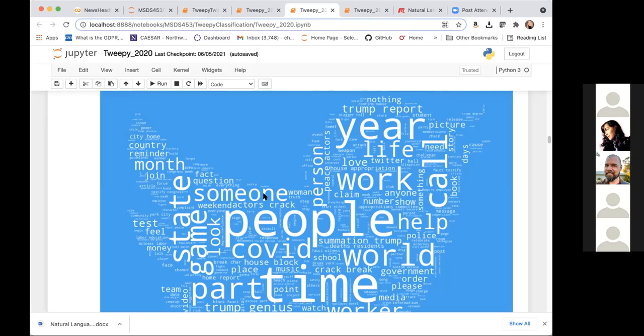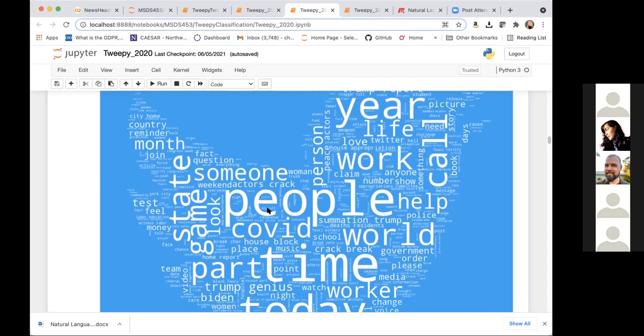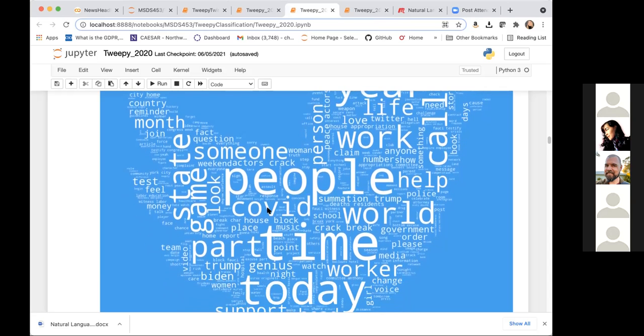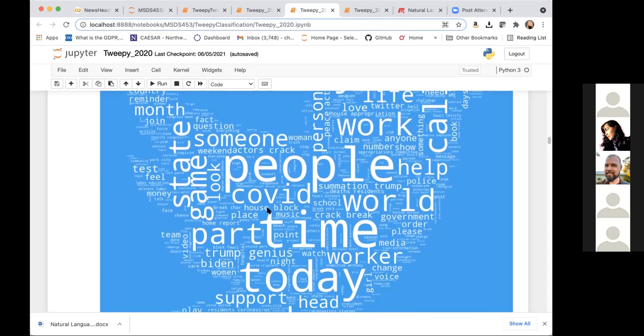This was mostly just to easily visualize what people were talking about on May 1st, 2020. In the first 1,500 tweets of the day, these are the words that people are mostly talking about. So people and time and COVID, obviously, were the really big ones. I think it's just a useful analysis overall.